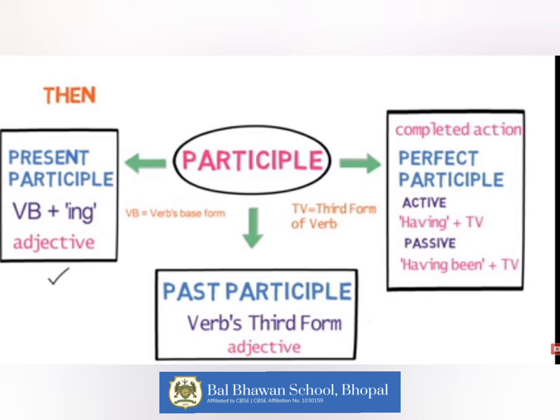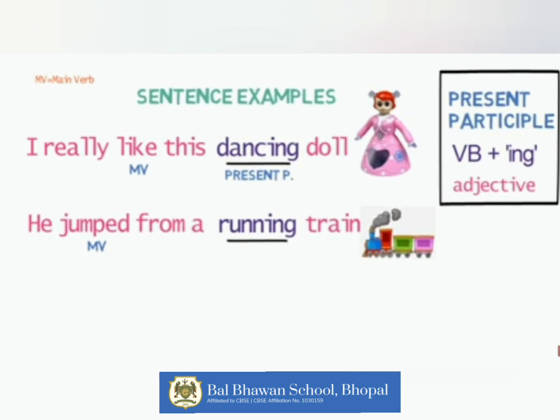For example, growing children need proper nourishment. Now, growing here, the ing form of the verb, is the participle. There are three types of participle, children: present participle, past participle, and perfect participle. Here are a few examples of present participle. I really like this dancing doll.